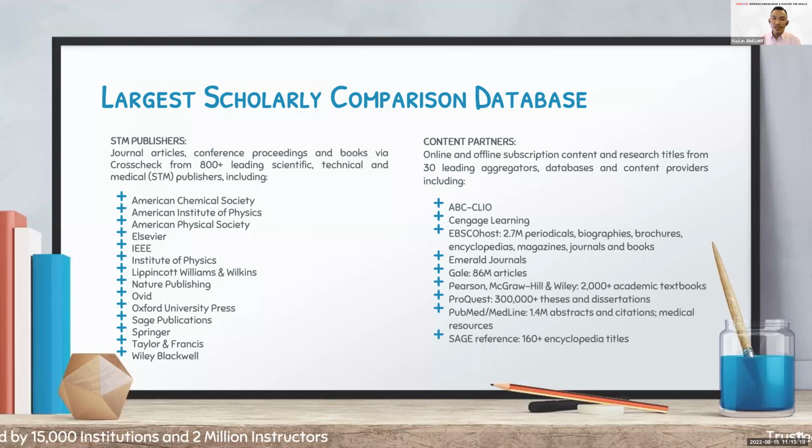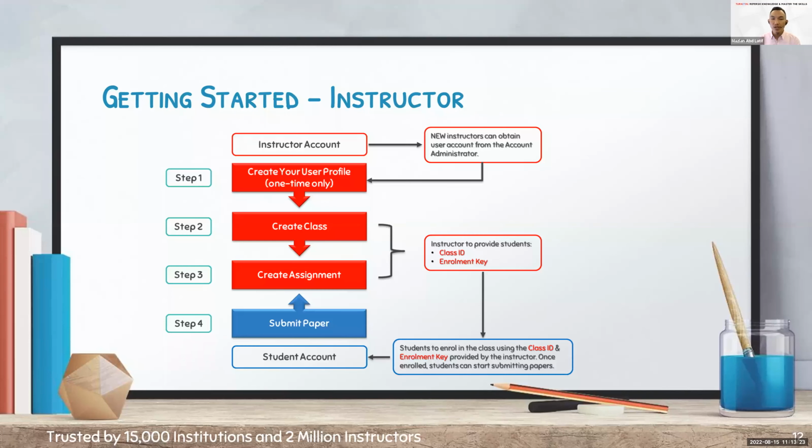In order for you to use Turnitin, there are 4 easy steps, very simple. The first one, a one-time process only: you have to create your own user profile first as an instructor. Once you have your own user profile, the role of the lecturer is to create a class and create an assignment. Once you have done that, you provide your students with the details, the class ID and enrollment key. That's it, so that your students can enroll under your class and start submitting papers.